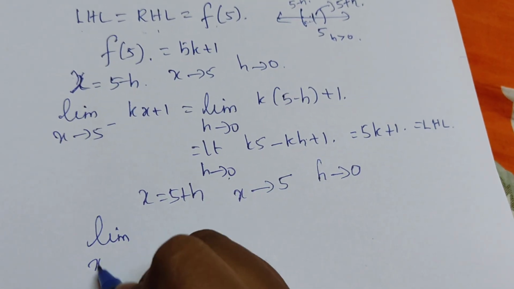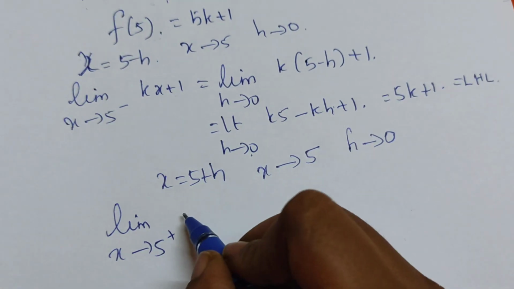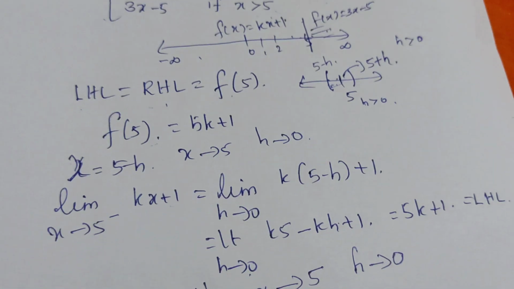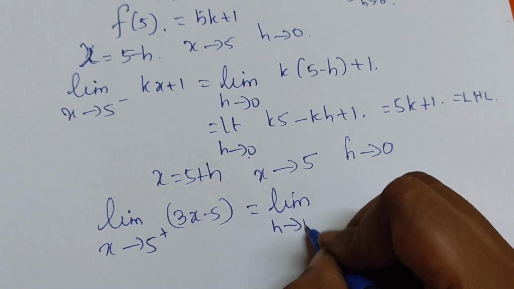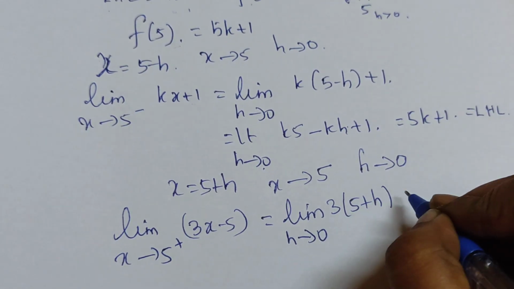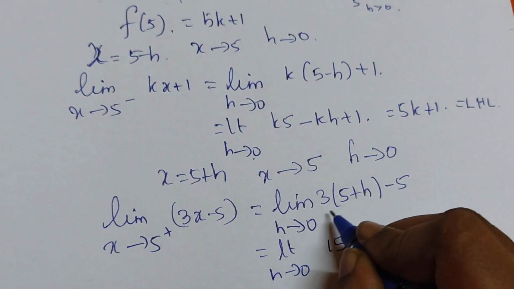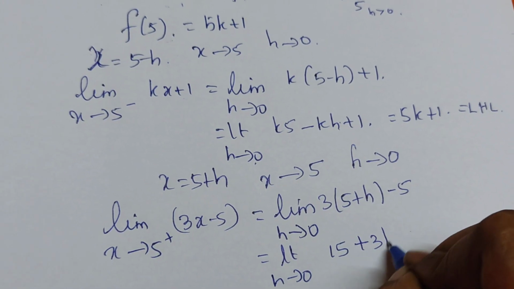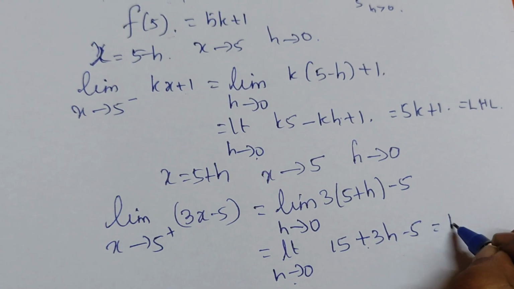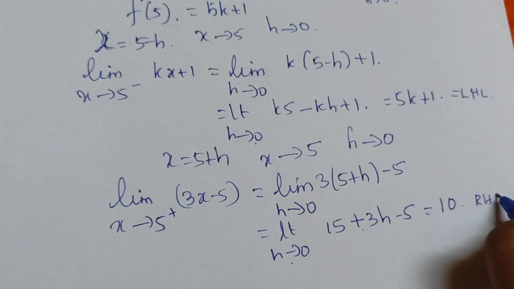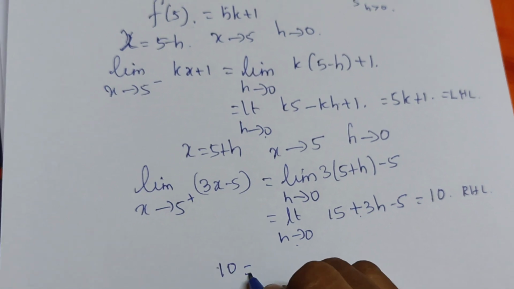So limit x tends to 5 from the right hand neighborhood, where the corresponding function is 3x minus 5. Now we will replace x with 5 plus h. So 3 times (5 plus h) minus 5. After substituting, we will apply the limit: 15 plus 3h minus 5. After substituting the limit, we will have 15 minus 5, which is 10. So 10 is the right hand limit. As we are assuming the function is continuous at 5, we can equate this right hand limit with the functional value.